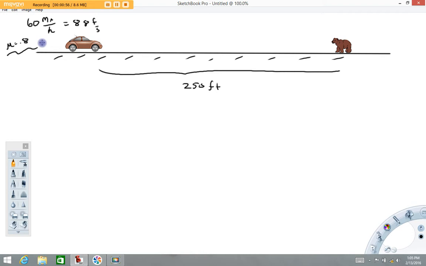So the first thing we'd probably want to do with this is take the 60 miles per hour and convert it to feet per second. I know the gravitational acceleration is 32 feet per second squared, and I also know that this bear's 250 feet away. I've already gone ahead and done the unit conversion. If you don't know how to do unit conversion, I've got videos on it. I would go review that if you don't know how I got that, because you have to be able to shift units from one set to another quite a bit in physics.